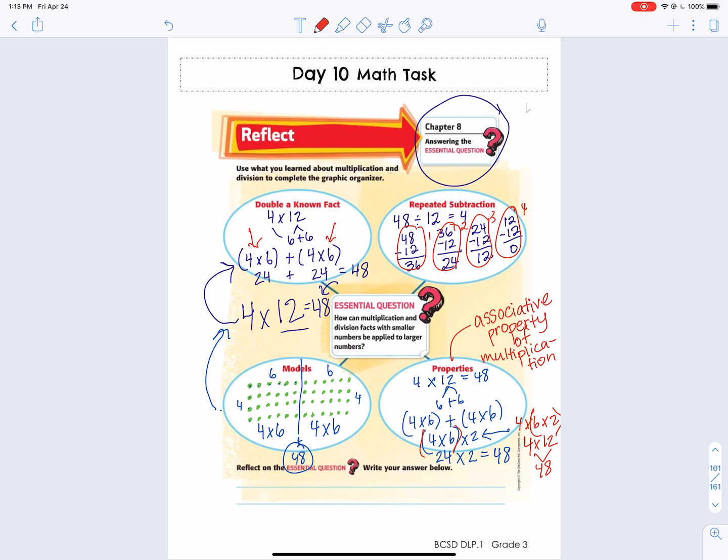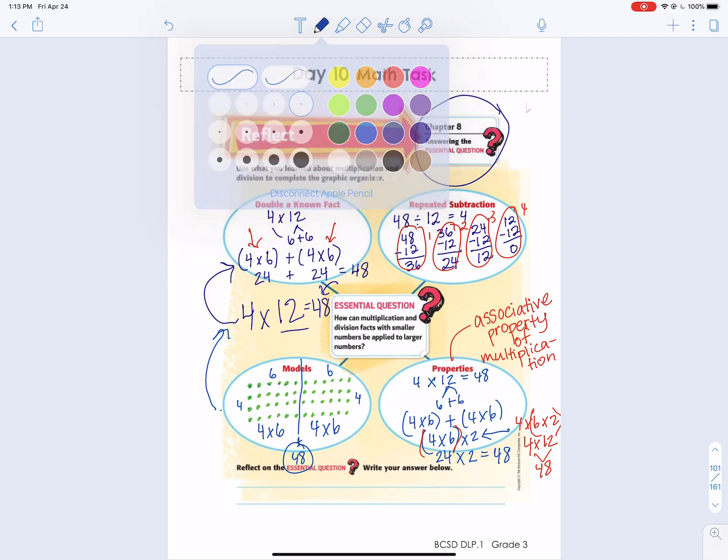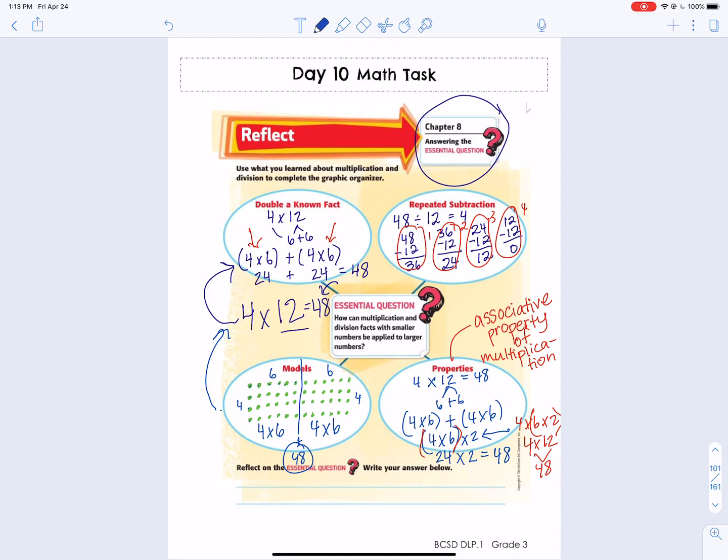Okay, and finally, we're going to reflect on the essential question and write our answer below. Let's read the essential question one more time. It says, how can multiplication and division facts with smaller numbers be applied to larger numbers? Well, we learned that you can use multiplication facts with smaller numbers to find the answer to multiplication facts with larger numbers by doubling the known fact. That's one way. Or we can also use decomposing as a strategy to find the answer to a larger multiplication fact. So I've got to try to write that concisely down here.